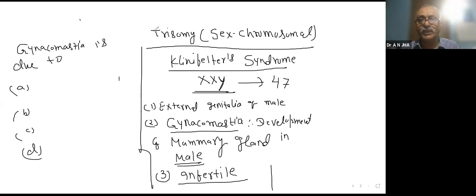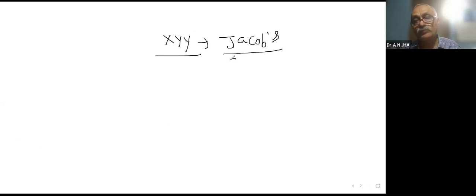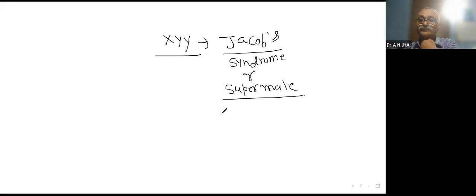Now say the XYY. XYY, which is called as Jacob syndrome, or it is also called as super male. Interestingly, I would like to mention, it was not discovered by a scientist first.